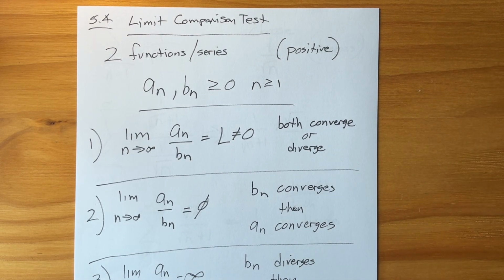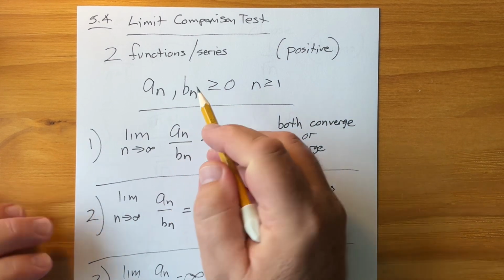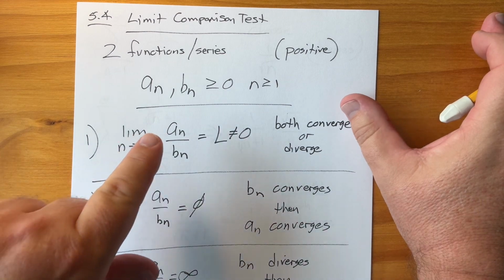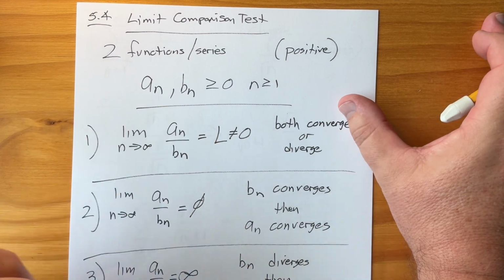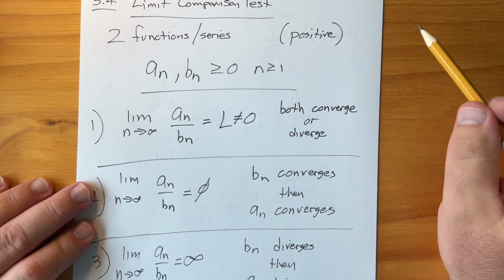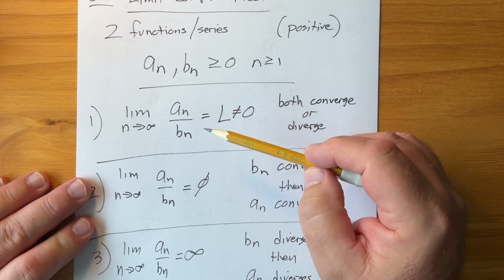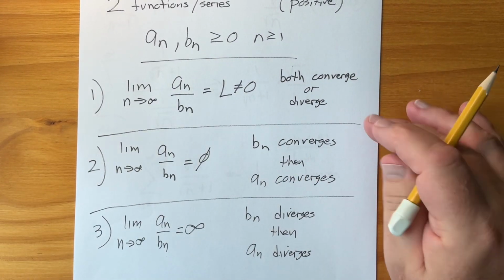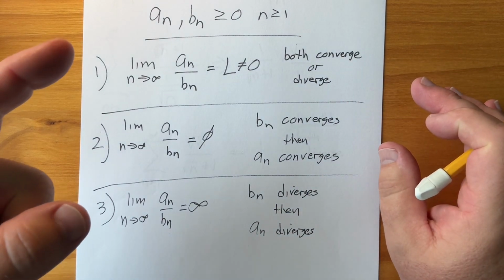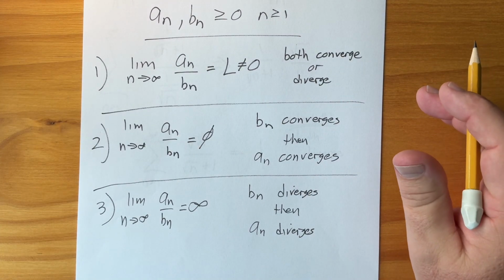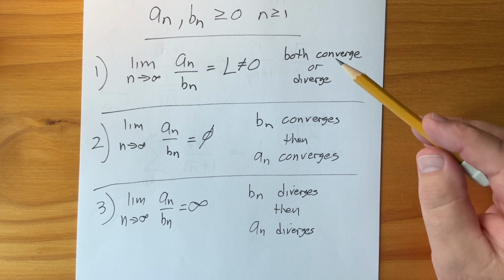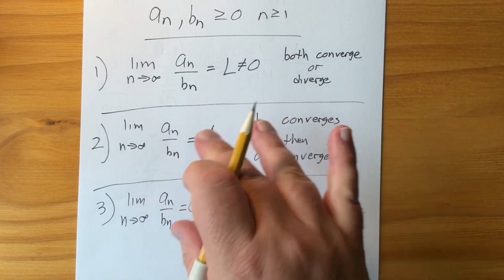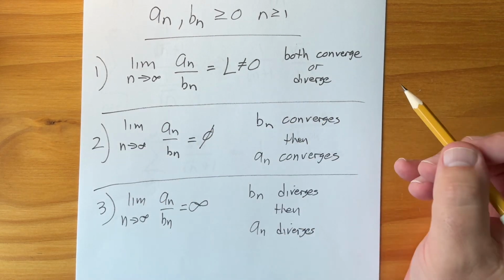So we have two functions, a sub n and b sub n. I always pick the function you're asking the question about to be in the numerator. It doesn't matter, but that's how I do it. And so then b sub n would be the test function. And here's where this gets tricky. There are three possible outcomes. Please pay attention to this and write this down in your notes. This is very tricky. You've got to be very careful about this.